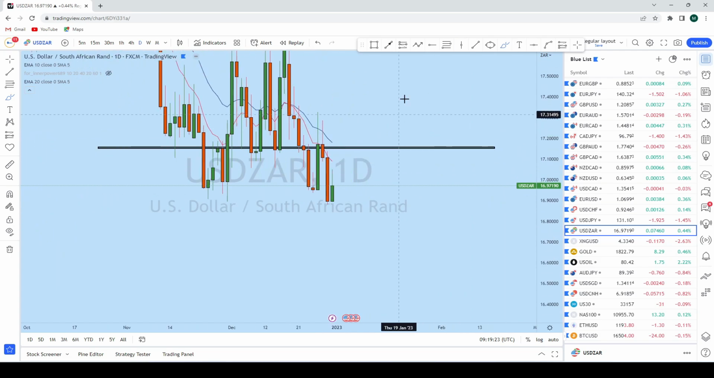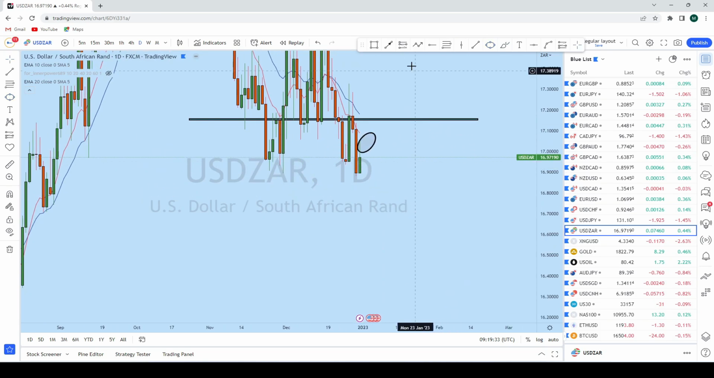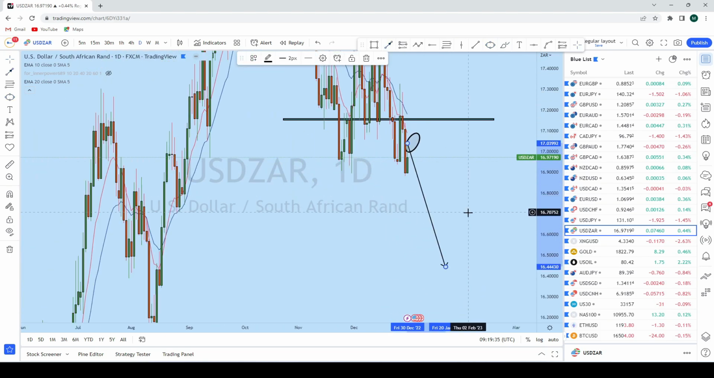What I think is that in the new trading week we might see the price respecting this resistance and then coming back down. So as soon as we find a suitable entry opportunity along this zone on the lower time frame, we'll consider going short on USDZAR with a high probability trade setup with our students.